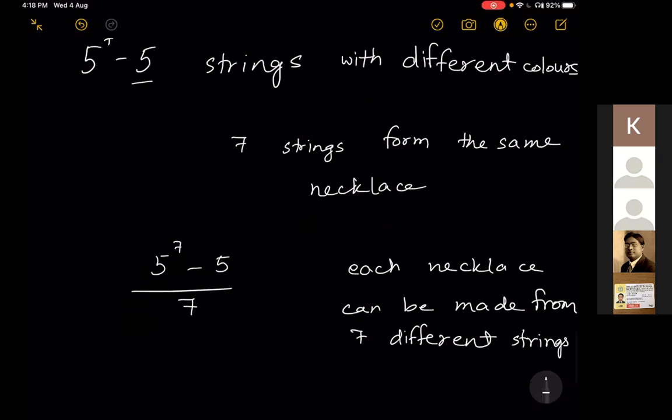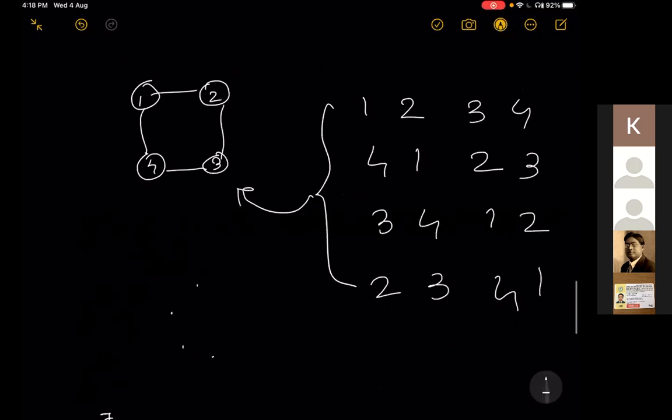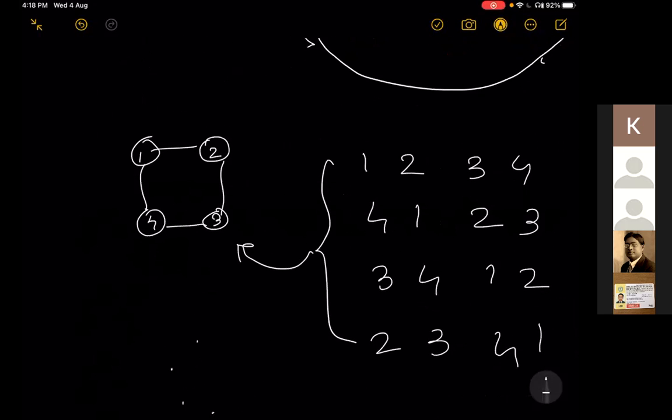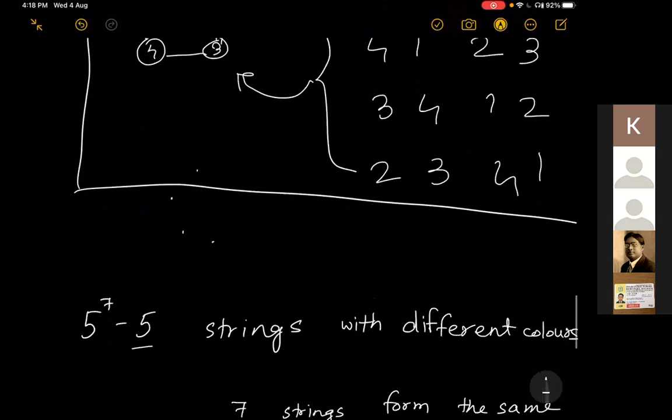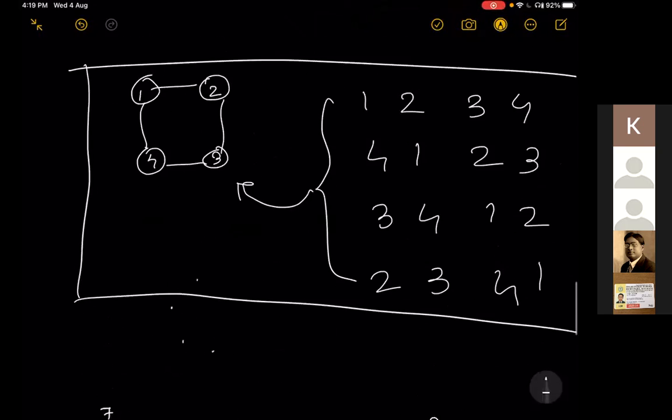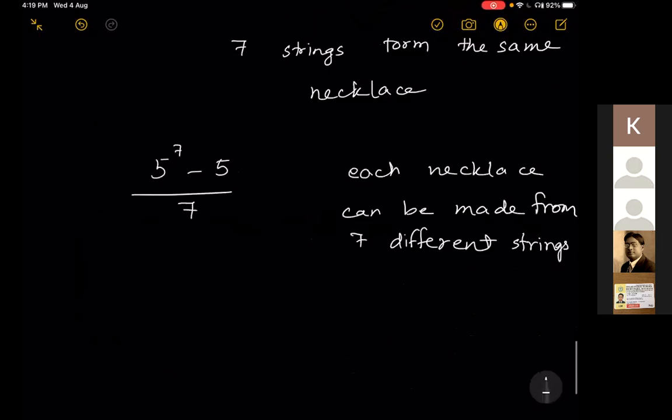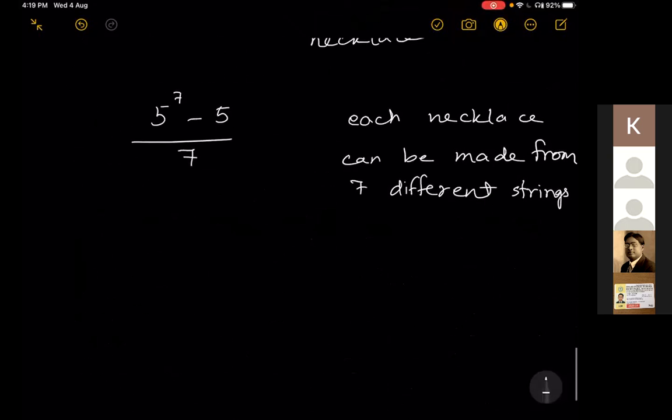I didn't understand this statement. Okay, so you understood this example now? If I just increase to 7, then 7. So like for 4, you have 4. For 7, you have 7. And I am counting them 7 times. That's why I don't want to overcount. So I am dividing by 7 again.